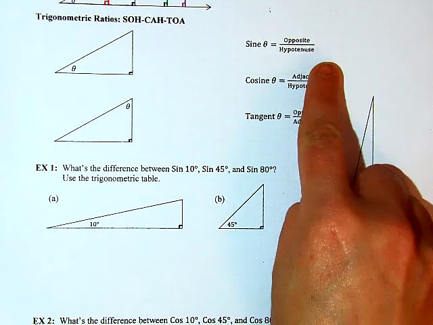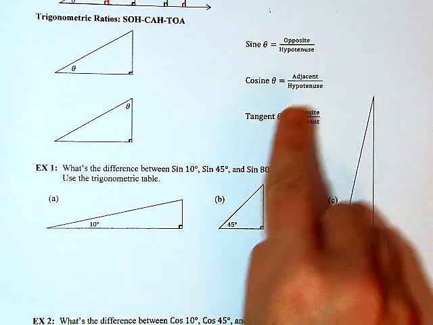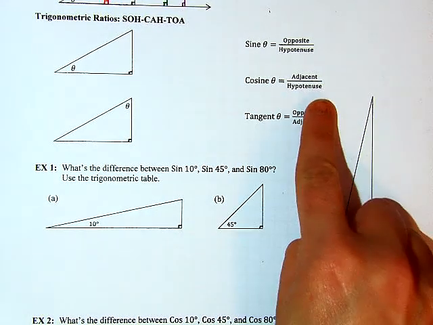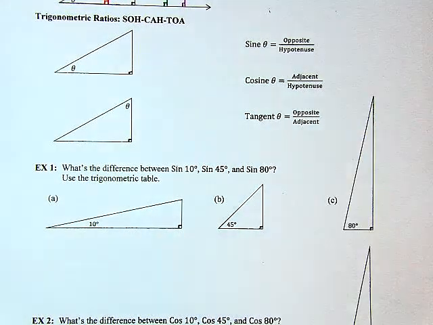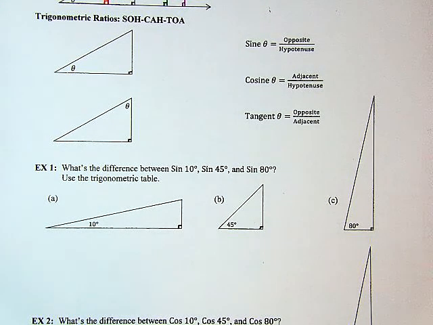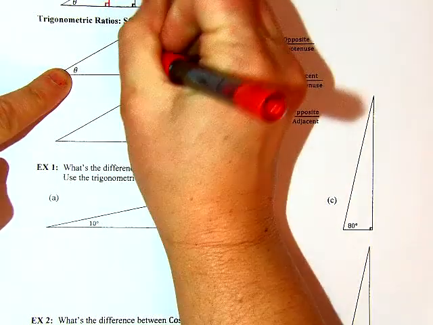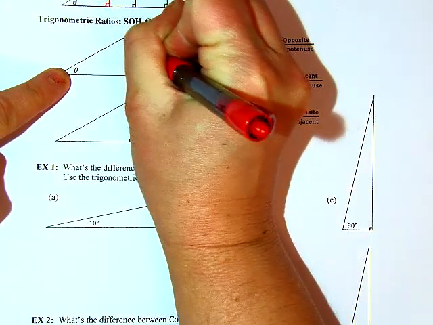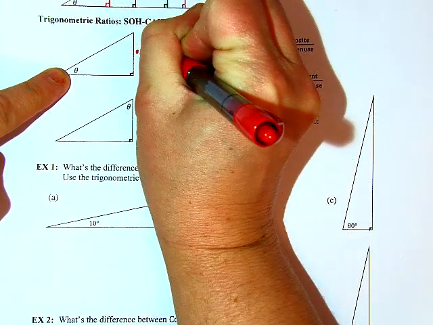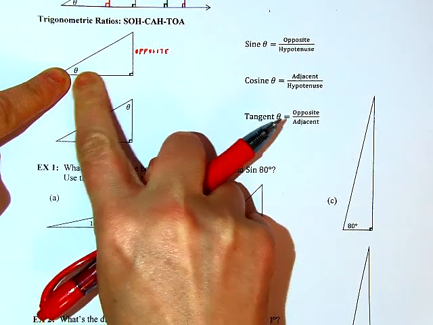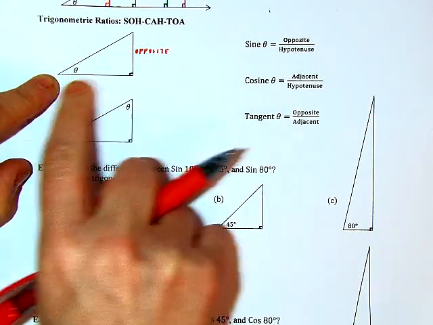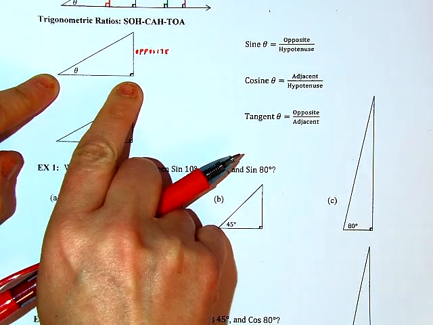Cosine says adjacent to hypotenuse. And tangent says opposite to adjacent. So all of those are ratios that are set in stone. So if this angle right here is my reference angle, this would be the side that is opposite, because it's directly across from that reference angle. This would be the side that's adjacent.